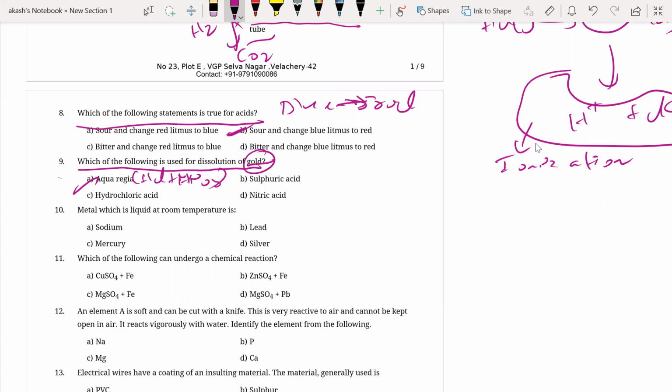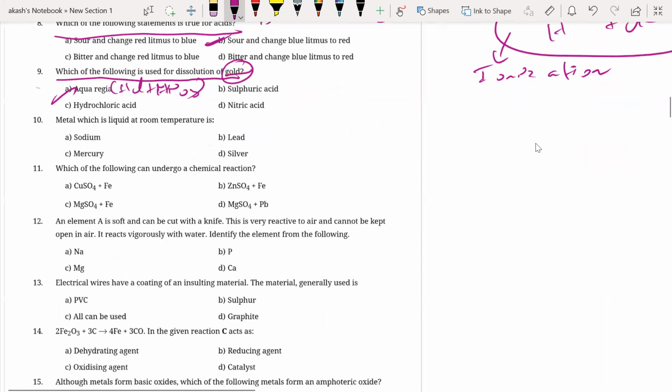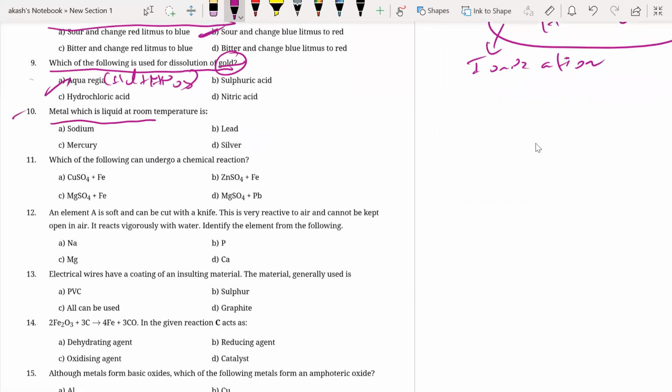Good. Next question. Metal which is liquid at room temperature. What is the answer? Mercury. Okay, that's an assumption. We generally know metals are hard solids. Only one of them is liquid at room temperature, that is 25 degrees Celsius. At normal conditions, it is still a liquid. The famous liquid metal is nothing but mercury. That is why we use mercury in thermometers, since it's a liquid.